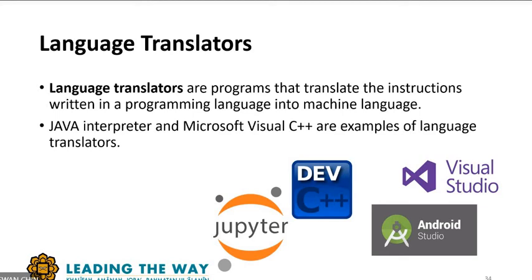Because computers have a lot of languages. For example, Dev C++ uses C programming. Android Studio uses the Java language. Visual Studio, if I am not mistaken, uses C or something. And Jupyter is one of the applications for the Python language. So computers actually have many languages too. PHP, there are a lot of languages.